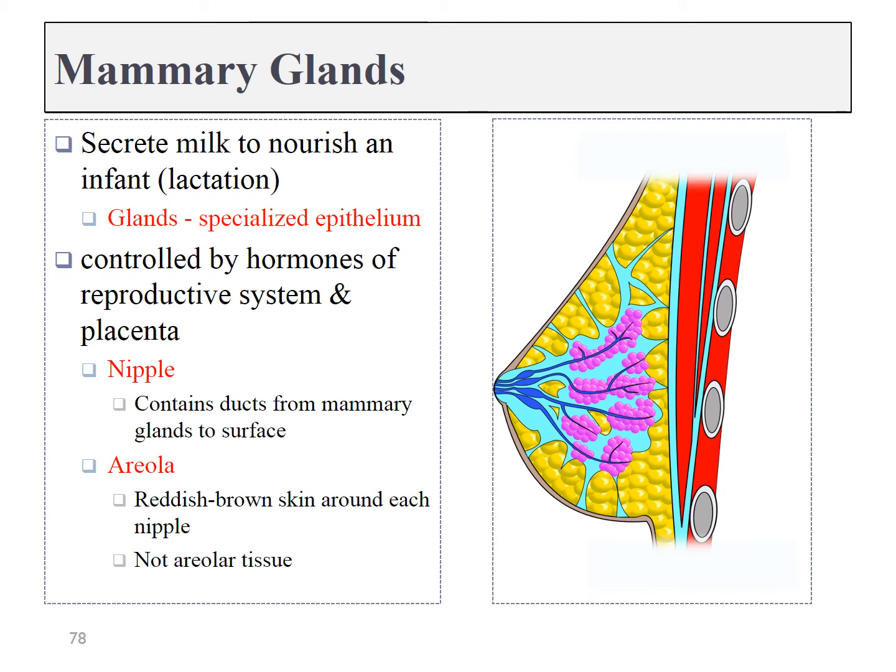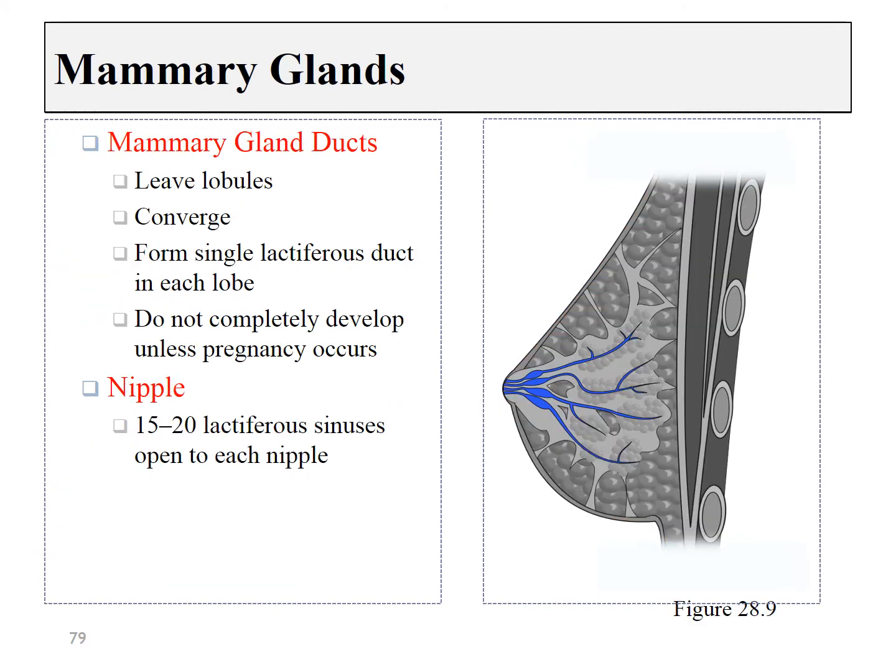Next up are the mammary glands, which are a pair of glands which can produce a specialized form of sweat known as breast milk, which can provide nutrients to a newborn infant. These secretions are distributed through a pair of nipples, which are surrounded by a region of pigmented skin called the areola, which is not to be confused with areolar connective tissue. This is indeed pigmented epithelium.